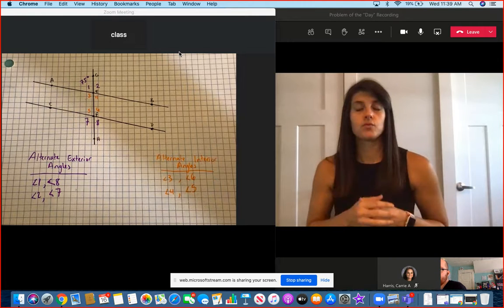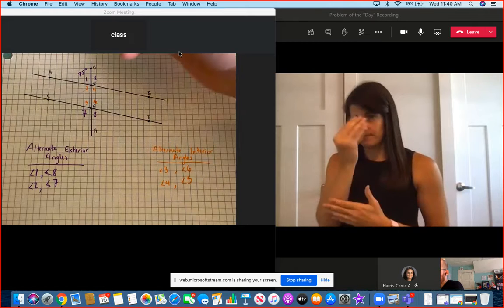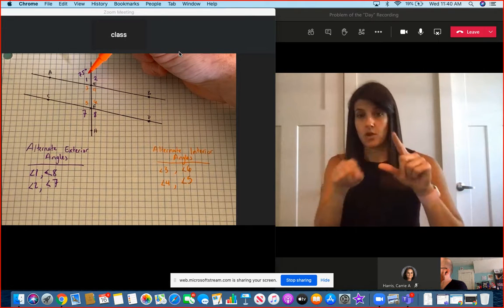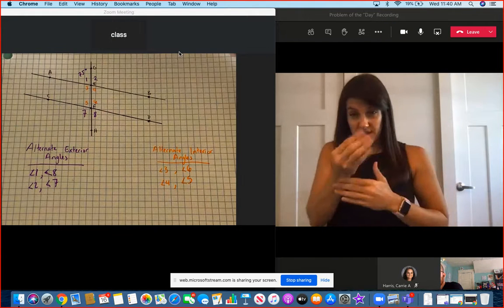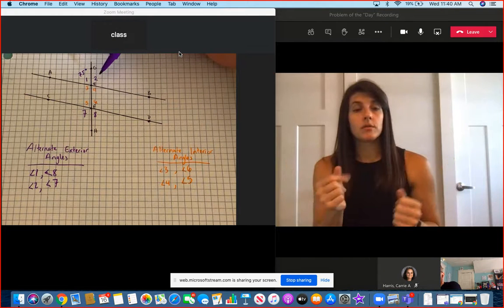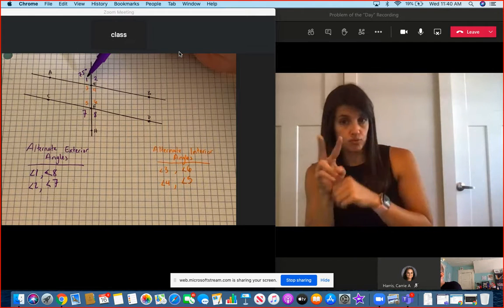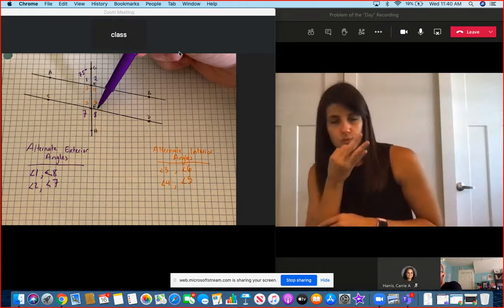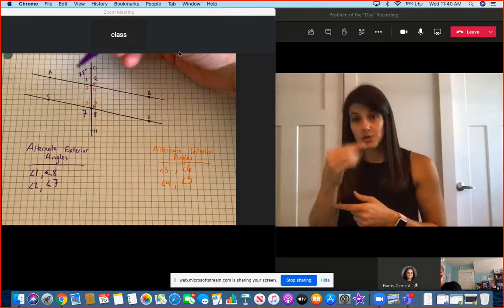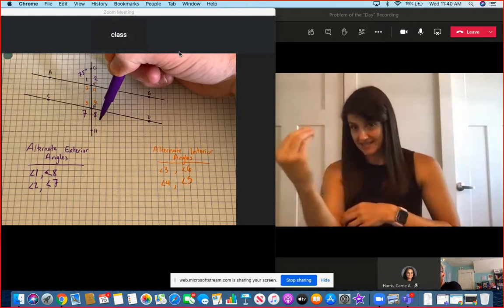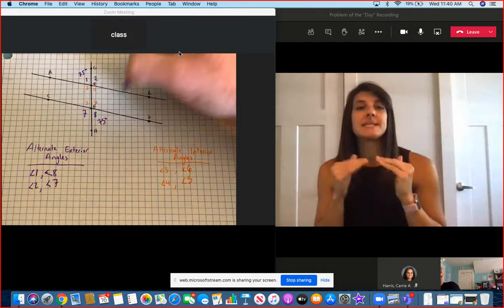Now, I give you information that angle 1 is 75 degrees. So there's a couple of things that we could solve right away. One, we could solve for the measure of angle 2, which I will do in a moment. And we could also solve for the measure of angle 8. Since we know that these are alternate exterior angles, 1 and 8 will be the same measurement. So 8 is also going to be 75 degrees.